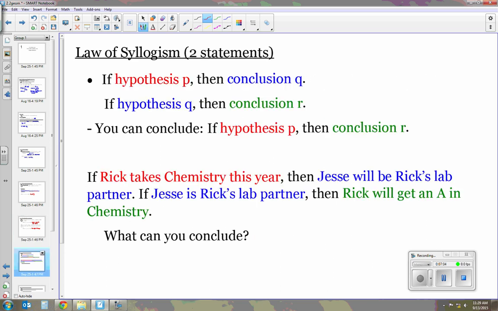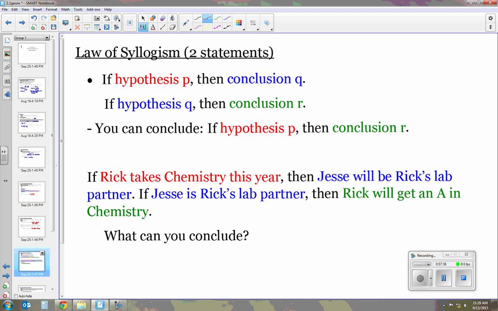Our next one is a law of syllogism. And the law of syllogism, I give you two if-then statements, and then we can write a new if-then conclusion from those two statements. And right now, the very first one is I'm showing you this with colors. If hypothesis P, then conclusion Q. If hypothesis Q, then conclusion R. If you notice, the conclusion of the first statement and the hypothesis of the second statement are both Q, they're both blue, that means they're both the same statement.